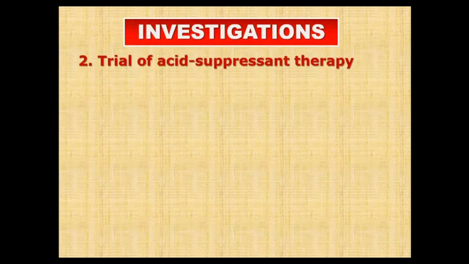The second is a trial of acid suppressant therapy. This is considered both diagnostic and therapeutic in older children with heartburn or frequent regurgitation. So give the patient an antacid and see the response.